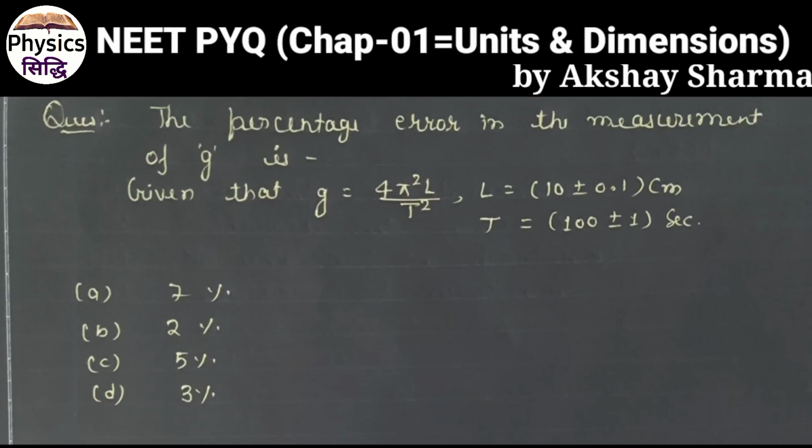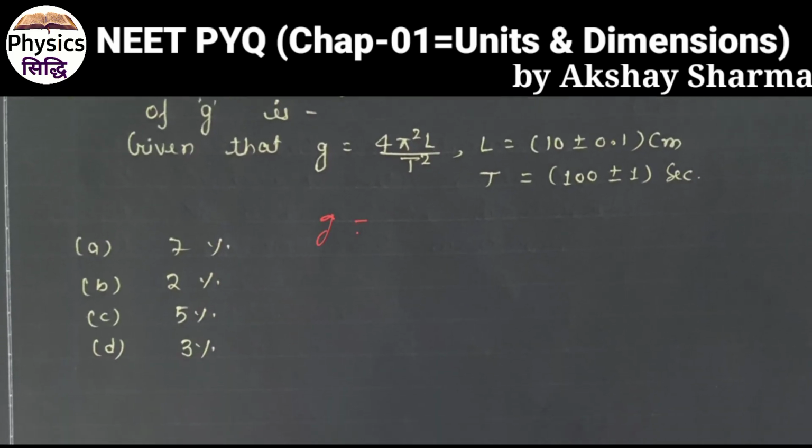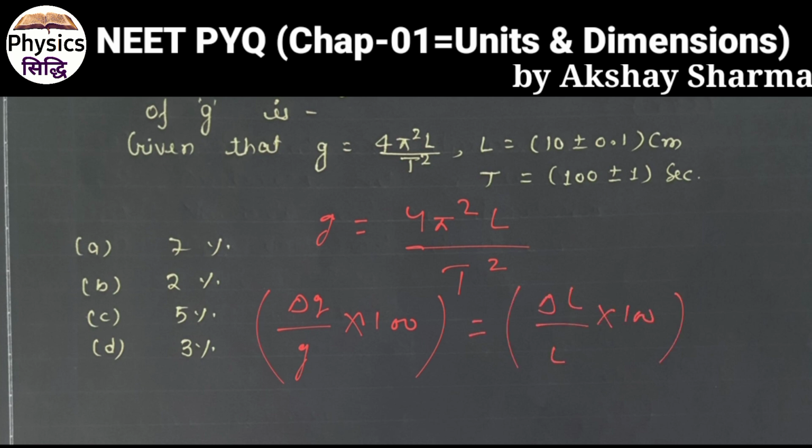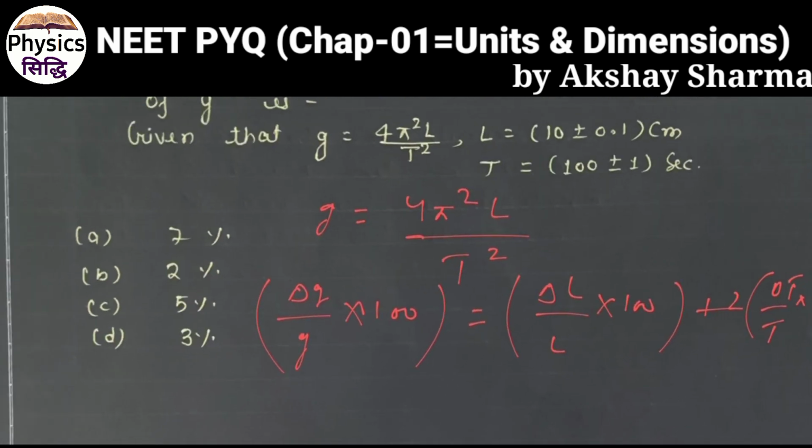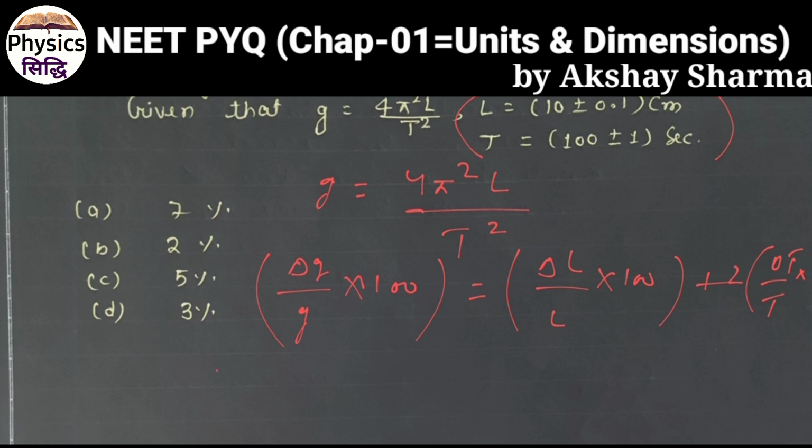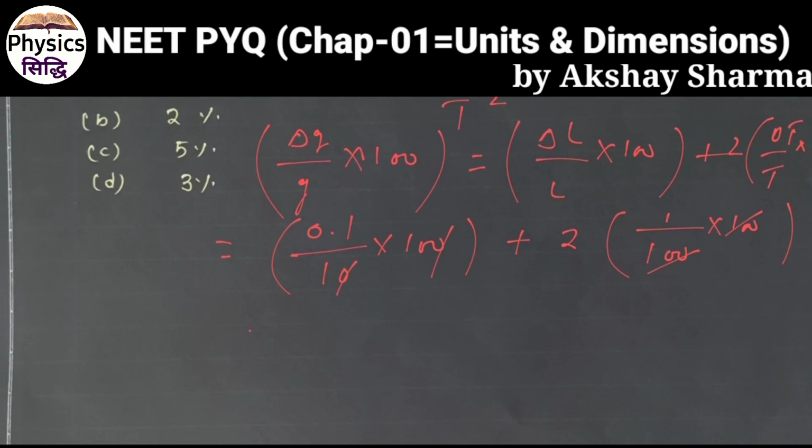The percentage error in measurement of G. So G is 4 pi square L upon T square. So delta G upon G into 100 will be equal to delta L upon L into 100 plus twice delta T upon T into 100. But in our question, the values of L and T are not given in percentage, so we have to put the values of relative error. So delta L is 0.1 upon actually L, that is 10, into 100, plus 2 into 1 upon 100 into 100. So 100 and 100 cancel out, 10 and 10 cancel out, and it becomes 1 plus 2 into 1, that is 2%. So quite simple.